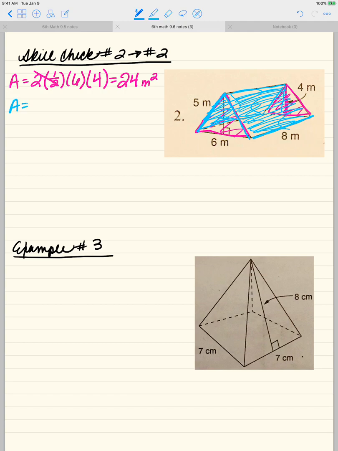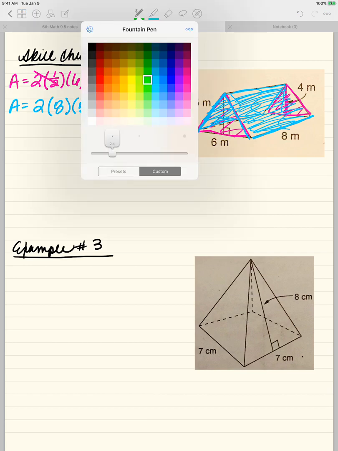So the area of our two rectangles is 2, because there's two of them, times length times width. So 2 times 8 times 5. Okay, 2 times 8 times 5. 8 times 5 is 40. 40 times 2 is 80 meters squared.